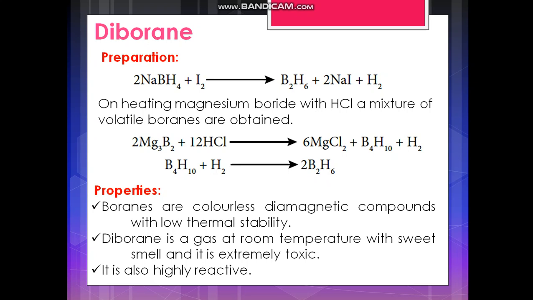Properties of diborane. Diborane is usually a colorless, diamagnetic compound which has low thermal stability, that is, it decomposes at very minimum temperatures. Diborane is a gas at room temperature with a sweet smell, but it is extremely toxic. Toxic means poisonous. It is also highly reactive.